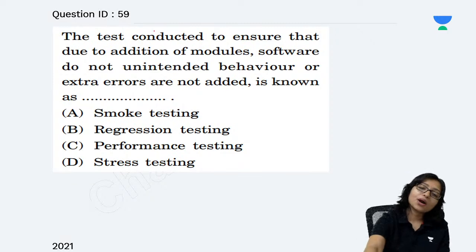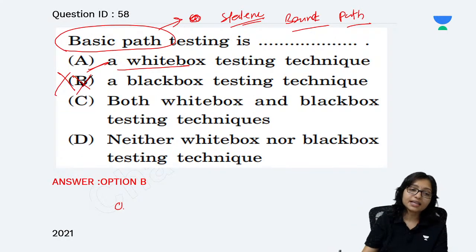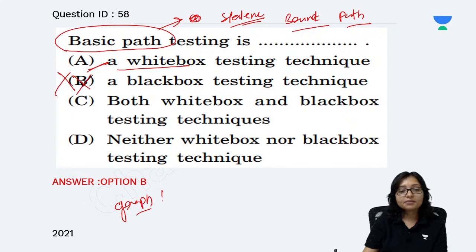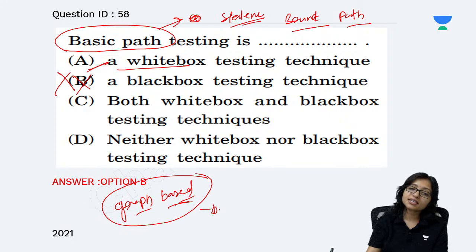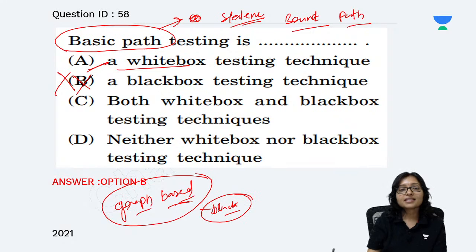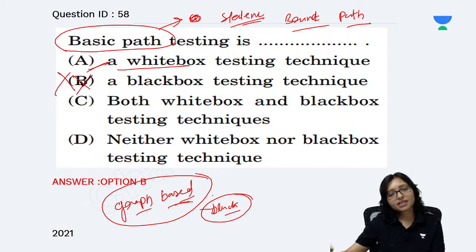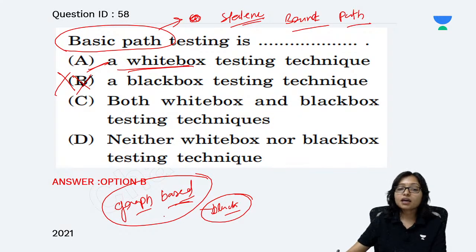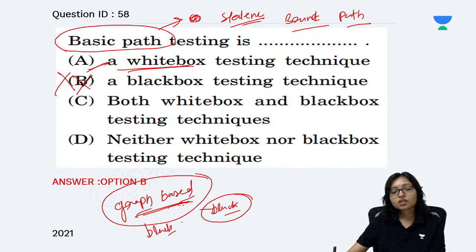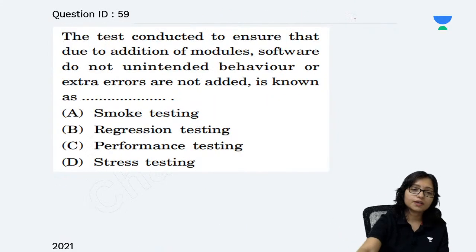See, here one test is there, that is graph based testing. Sometimes students make mistakes here. Some graph based testing is also black box. That's why I was verifying whether basic path is different or not, but basic path is under statement, branch, path, so it is white box itself. But graph based testing, sometimes it will be black box also. But it is not graph based, it is basic path. So statement, branch, path, the answer will be white box only.